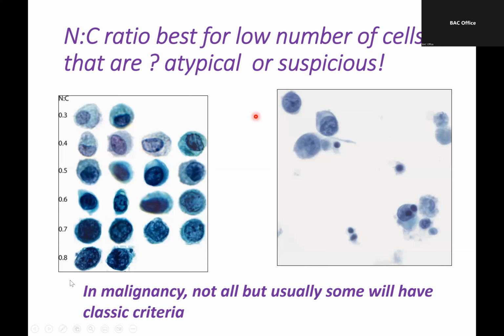the Paris system and the NC ratio, it's best where you've got only a low number of cells that are possibly atypical or possibly suspicious. But if the cells look malignant, then they are malignant, even although they don't necessarily have the classic criteria.